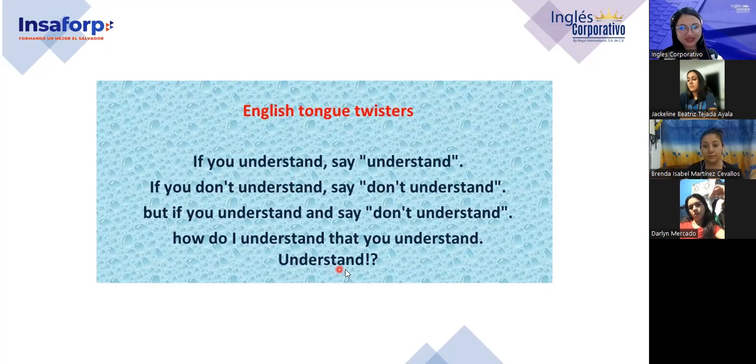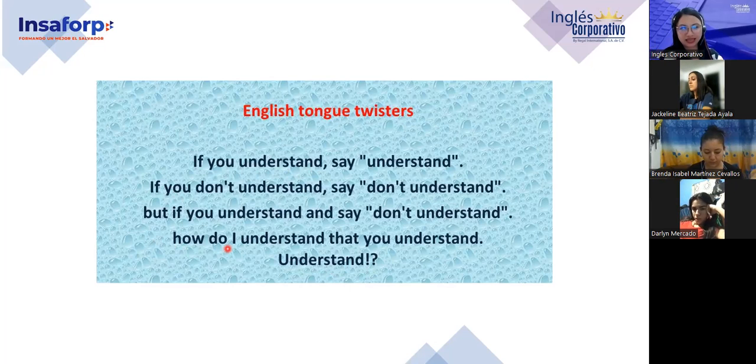Practicamos entonación, si se fijan. Practicamos similitudes de estructuras. Por ejemplo, se repite if you, okay? Practicamos también un tipo de WH words aquí, how do I, en este caso es una interrogante que me hago a mí mismo, how do I understand that you understand? La idea es practicarlo, no despacio, lo más rápido que podamos, ok?